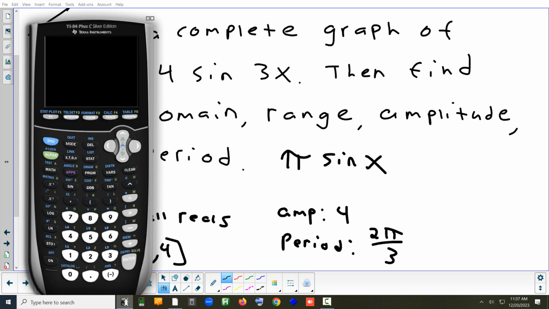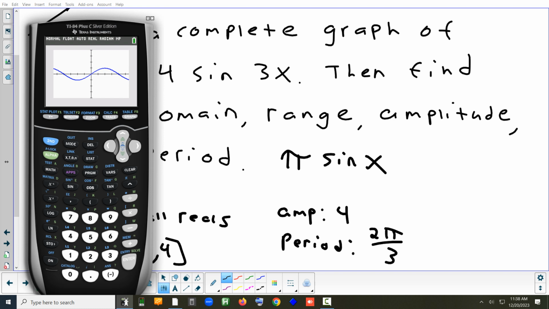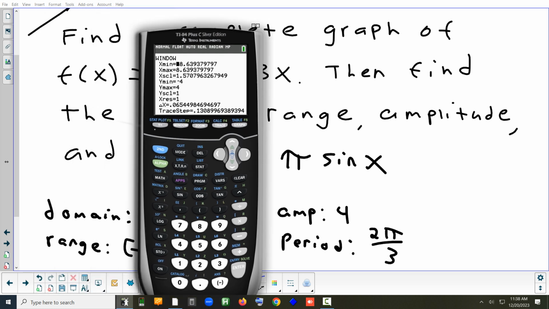Okay, let's graph it. Since you gave me the period in radians, because that's the formula I gave you, I'm going to need to put my calculator in radians. If you did it in degrees, the period is 120 degrees. We did radians, so I'm in radians. Type in 4 sine 3x. And what would be a good value for my y min and max?